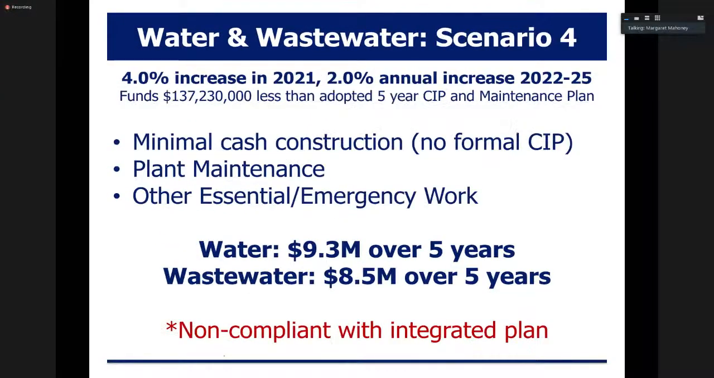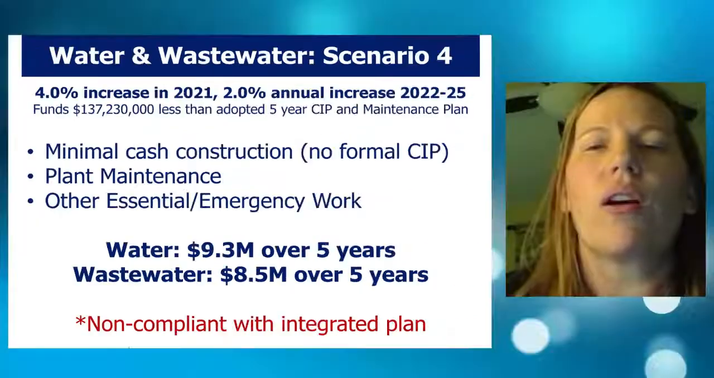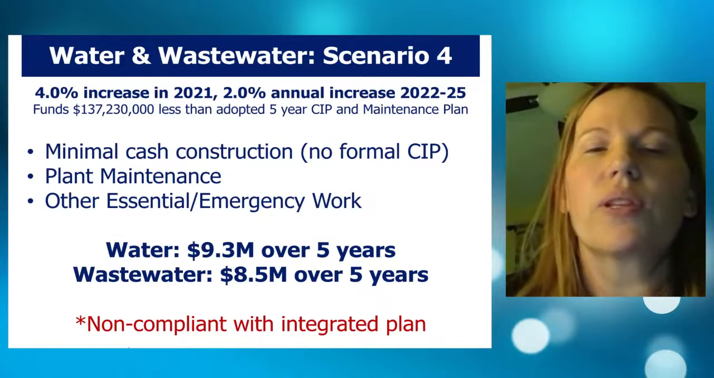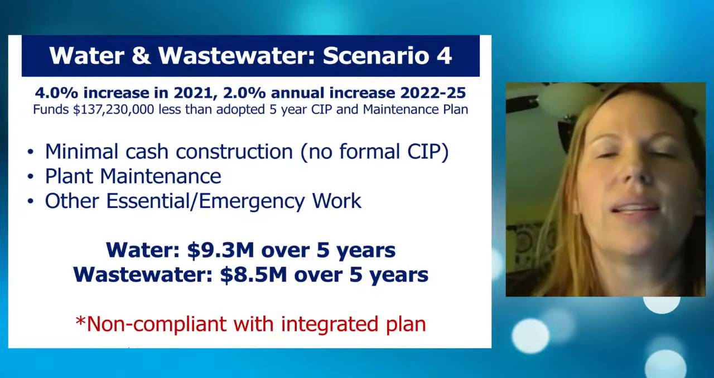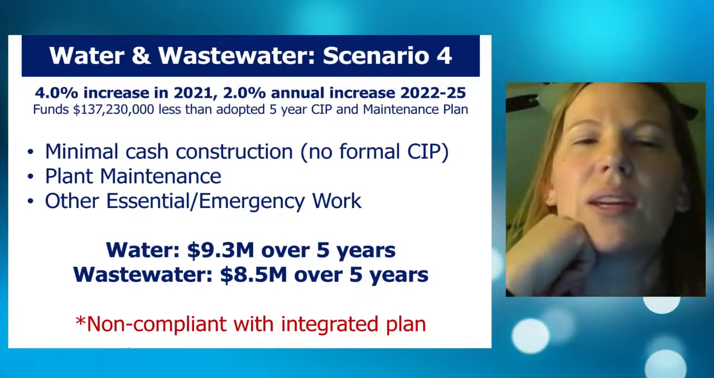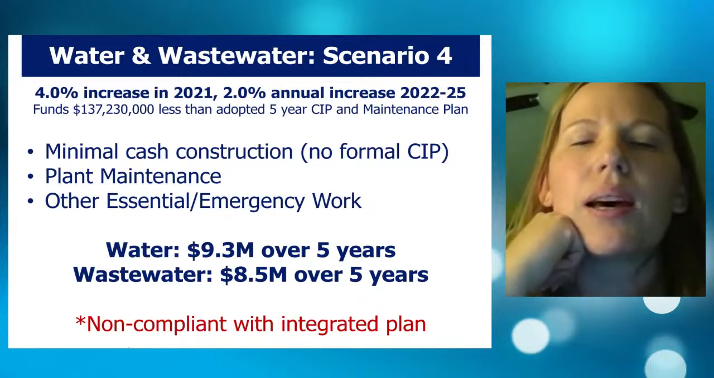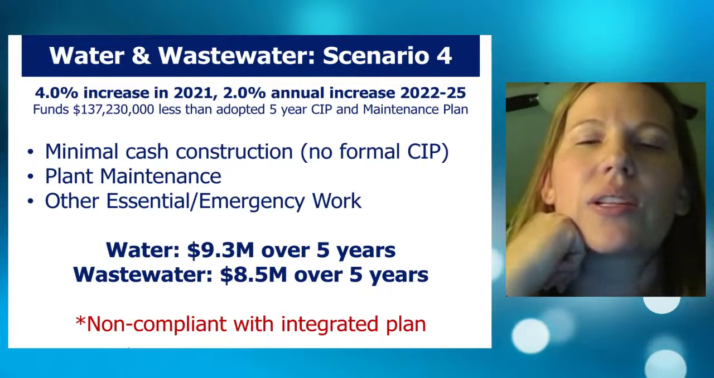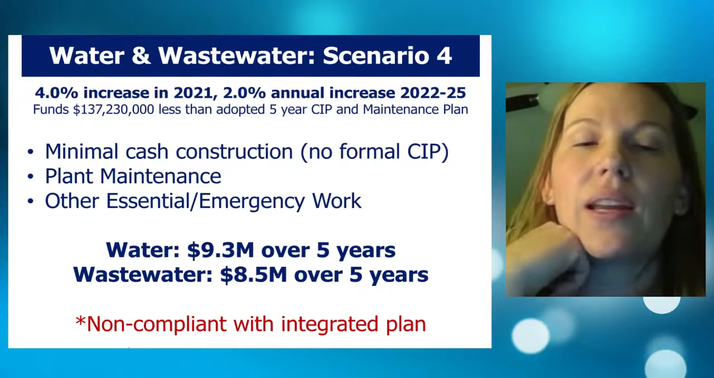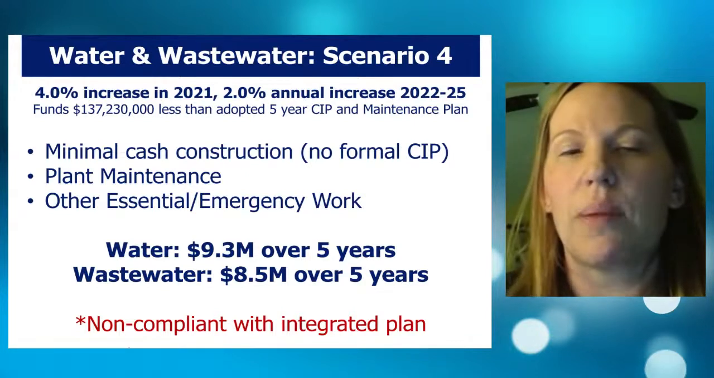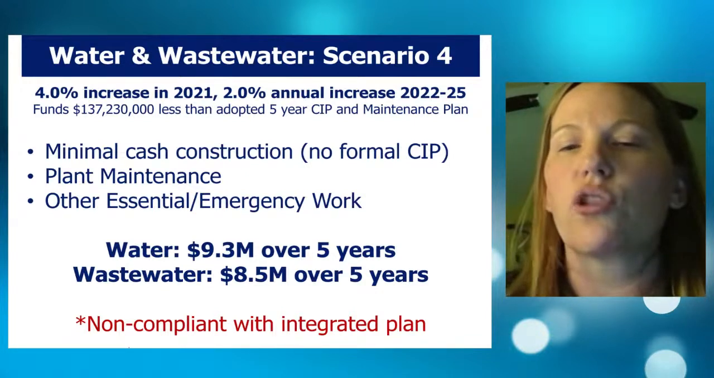Maggie Mahoney, Management Analyst, Municipal Services and Operations. So in our next scenario, scenario four, this is sort of the minimal increase at 4% in 2021 and 2% annually after that. So this funds, well, it's easier to say it funds $17.8 million than to note the amount that it doesn't fund, because it's such a big number. But that $17.8 million is available over the entire five-year period, and it is divided between water and wastewater. So that is really just getting you minimal cash construction that doesn't include any formal CIP, some plant maintenance, and just other essential or emergency work.